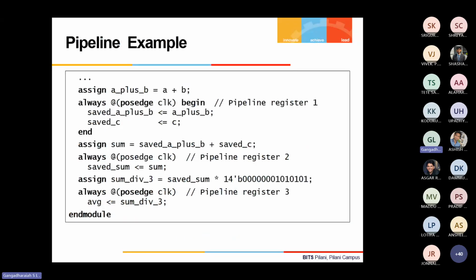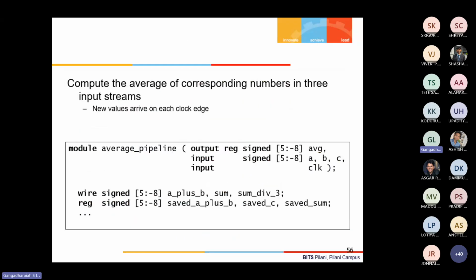Just see, now assume this. Don't worry about this index, it is written as -8. So now let's say output reg signed 5 down to -8. Don't worry, it doesn't mean that you should go for -8. It's up to you, but you need to look at the right number of bits. Input signed 5 down to -8 A, B, C, input clock.